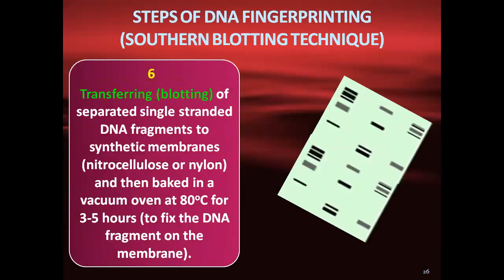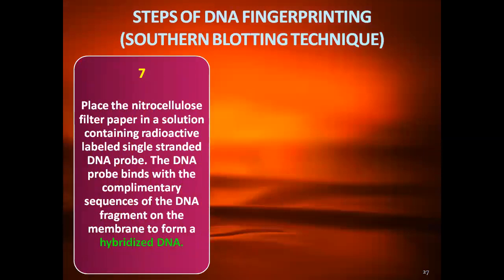Then we transfer the separated single-stranded DNA fragments onto blotting paper, to a synthetic membrane. It's generally nitrocellulose paper or a nylon membrane. And then it is baked in a vacuum oven at 80 degrees centigrade for 3 to 5 hours to fix the DNA fragments on the membrane. We bake them. This is actually the Southern blotting technique.